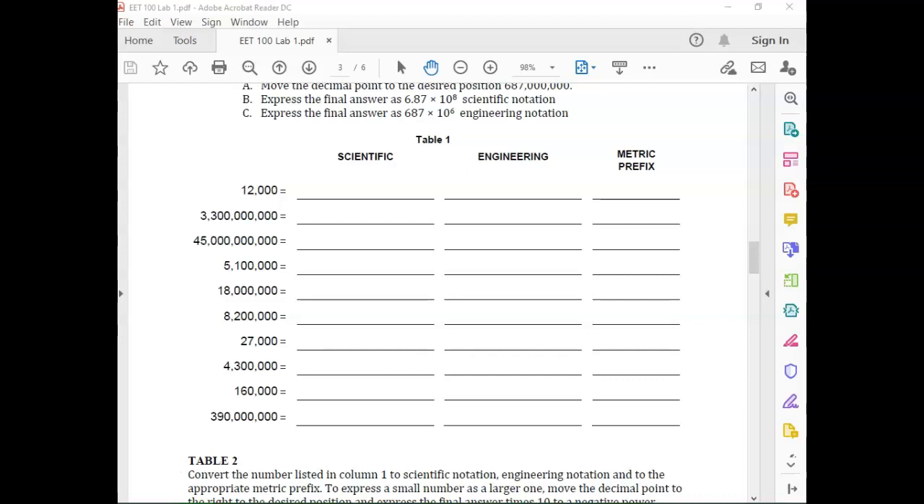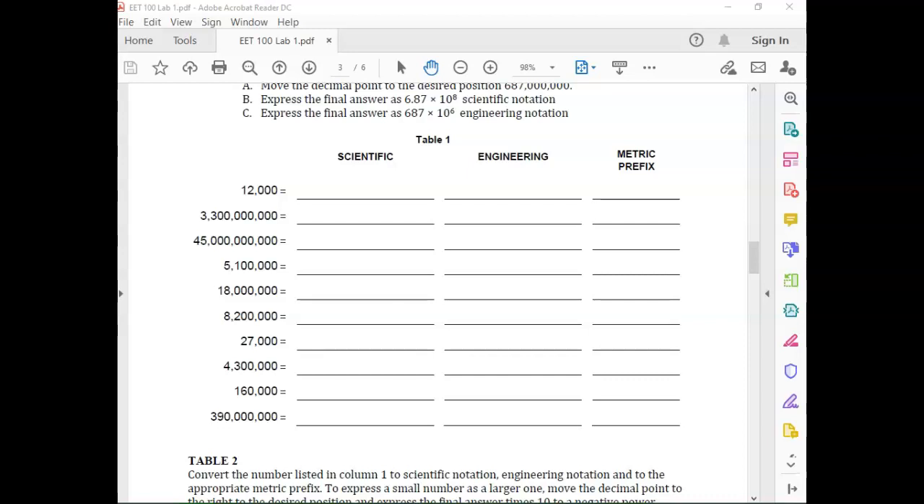1.2 times 10 to the fourth. What's the engineering? It would be 12.3 times 10 to the third. Oh, sorry. I was looking at the other one. Wouldn't it be just 12.0? You don't even have to put a decimal with it. It'd be just 12 times 10 to the what? To the third.